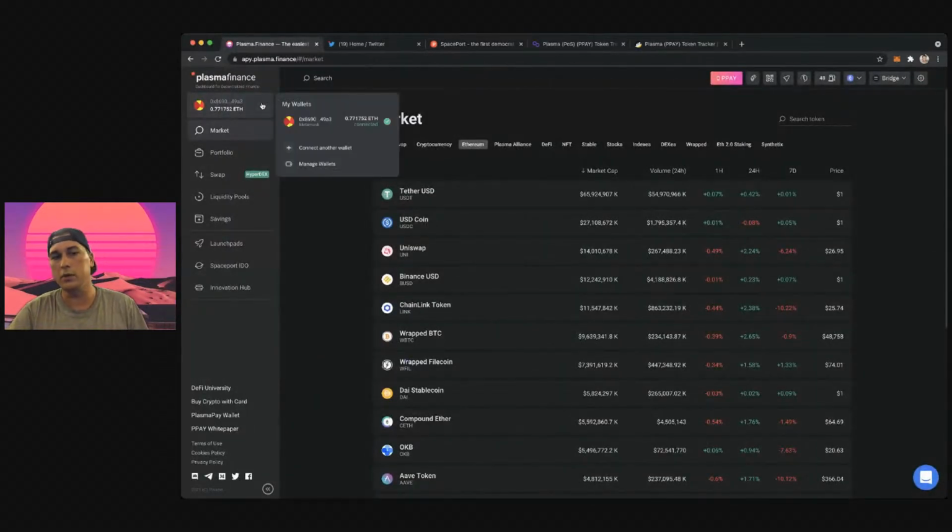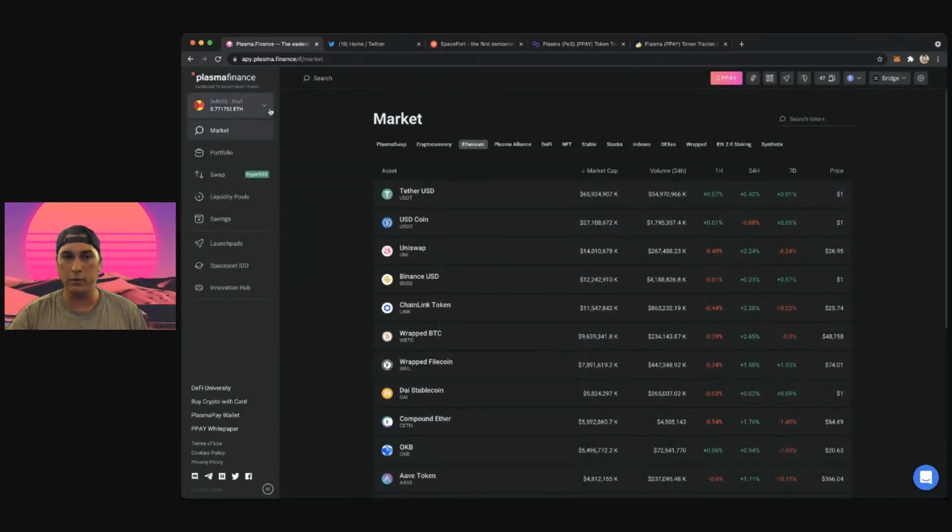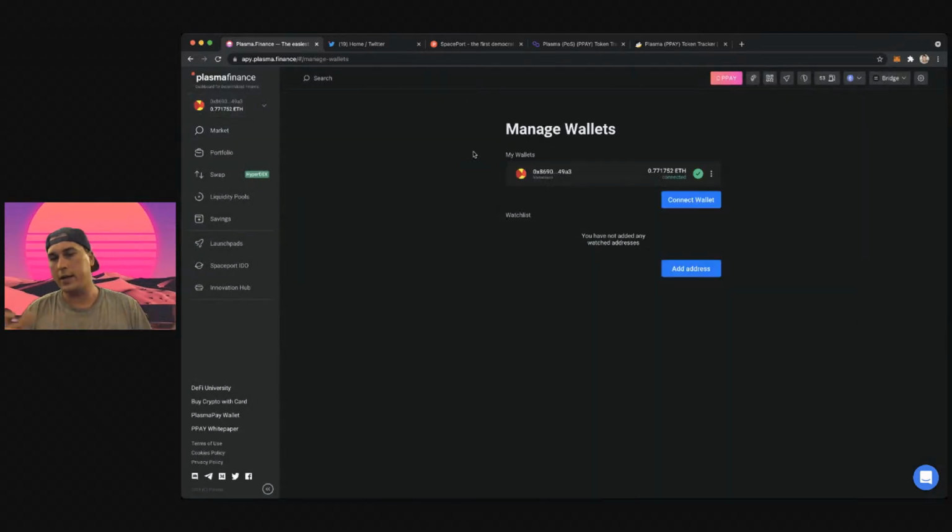let's see. First of all, you need to connect your wallet. Like usually you connect your Metamask wallet. Metamask is a browser wallet. You can install it in your browser and connect directly to Plasma.Finance. When you connect this wallet to the platform, you can actually connect different wallets and manage all of them on the management page for the wallets. And you can even add some addresses to the watch list. So if you want to track somebody, your friend or some of the investors, and track what they're doing with their wallet, where they invest, you can just add them to the watch list and then you can see their portfolio and track the history of the transactions.